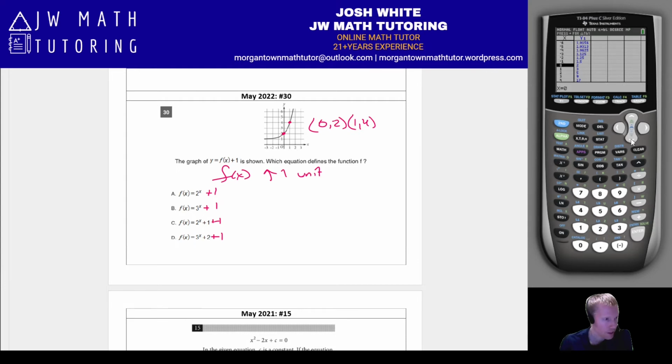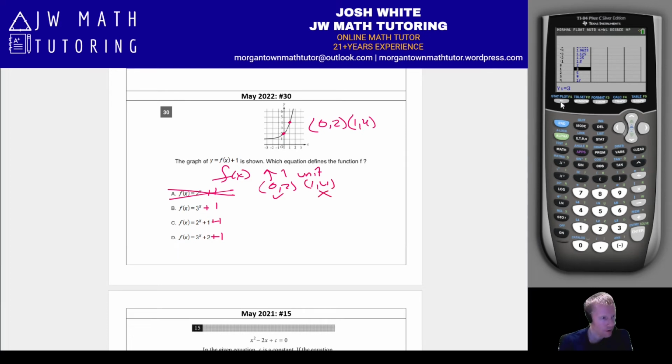Do I see 0, 2? Okay, 0, 2, yes, that checks. Do I see 1, comma 4? Okay, 1, comma 4, no, I see 1, comma 3, so this one is wrong, eliminate it. If you want to, on your paper you could make a little chart here. This one checks, this one's wrong.